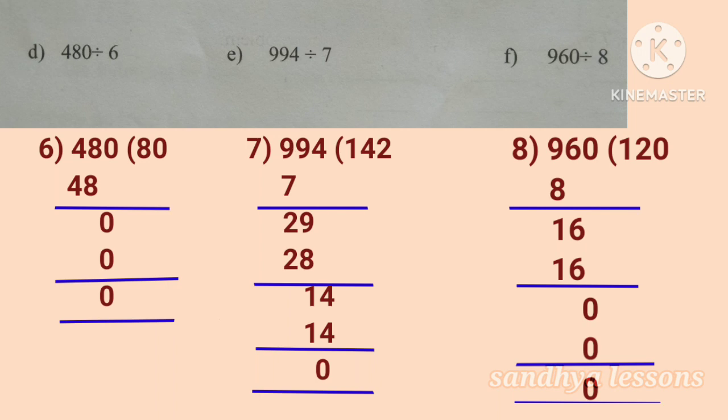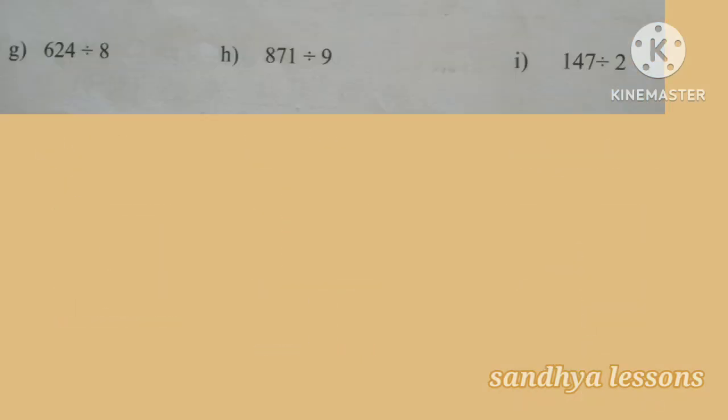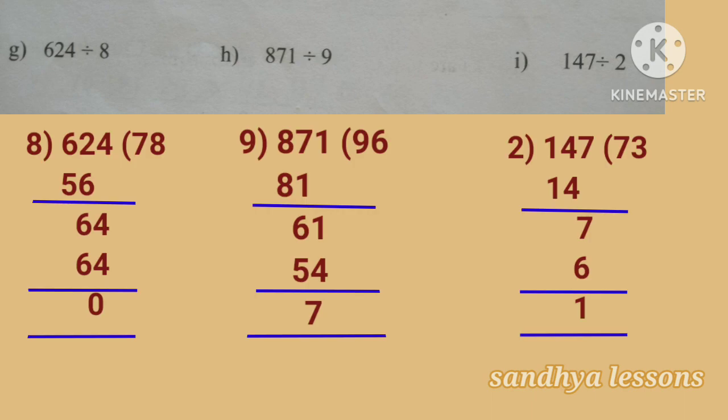F. Division. 960 divided by 8. By dividing 960 with 8, we get quotient is equals to 120 and remainder is equals to 0. G. Division. 624 divided by 8. By dividing 624 with 8, we get quotient 78 and remainder 0.